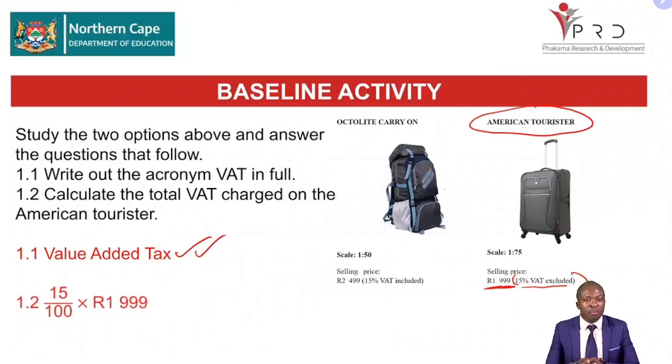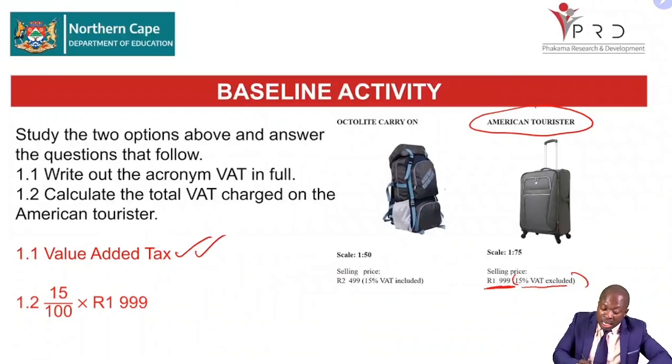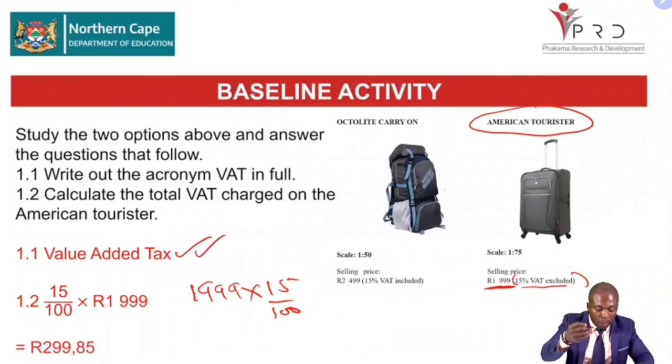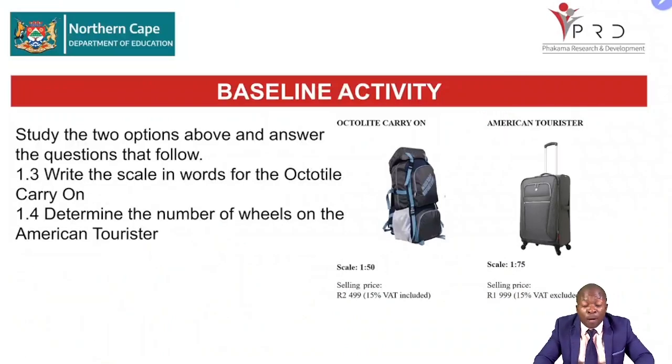So you see, what you do, you take 15%, as in 15 over 100, you times it by 1,999. Some learners prefer to write 1,999 times 15 over 100. It will not change the answer. It will still be the same. The key is that you are able to use it correctly. Let's look at the next point. When we have 15 over 100 times 1,999, we get R299.85. I hope you got that correct.